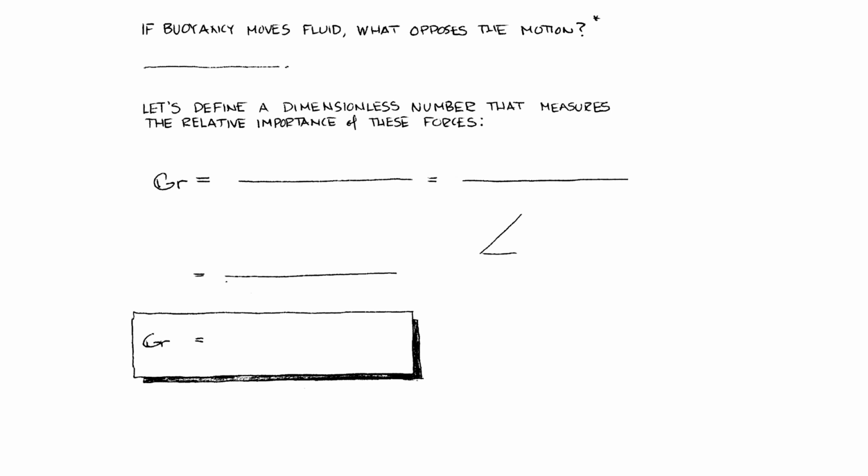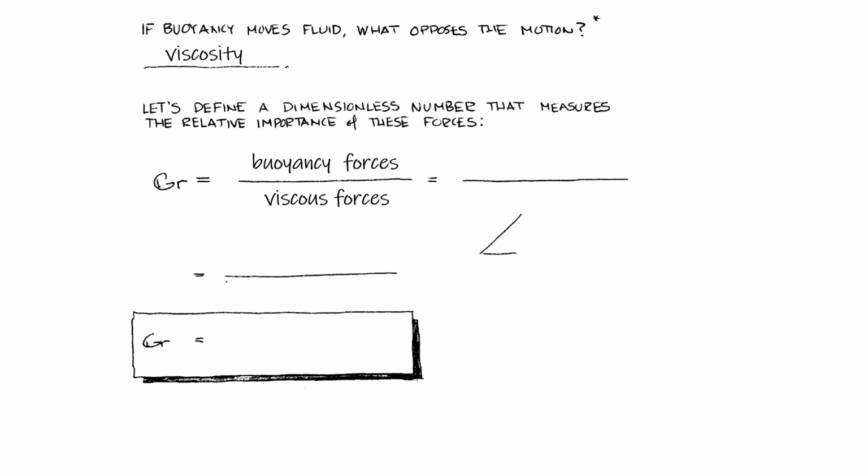So if buoyancy is moving our fluid, there might be something that's trying to slow it down, the fluid friction. And that thing, of course, is viscosity, viscosity being essentially fluid friction. We would like to define a dimensionless number that measures the relative importance of those two ideas. So it's going to be a capital G, lowercase r, Gr, and it's buoyancy forces divided by viscous forces.